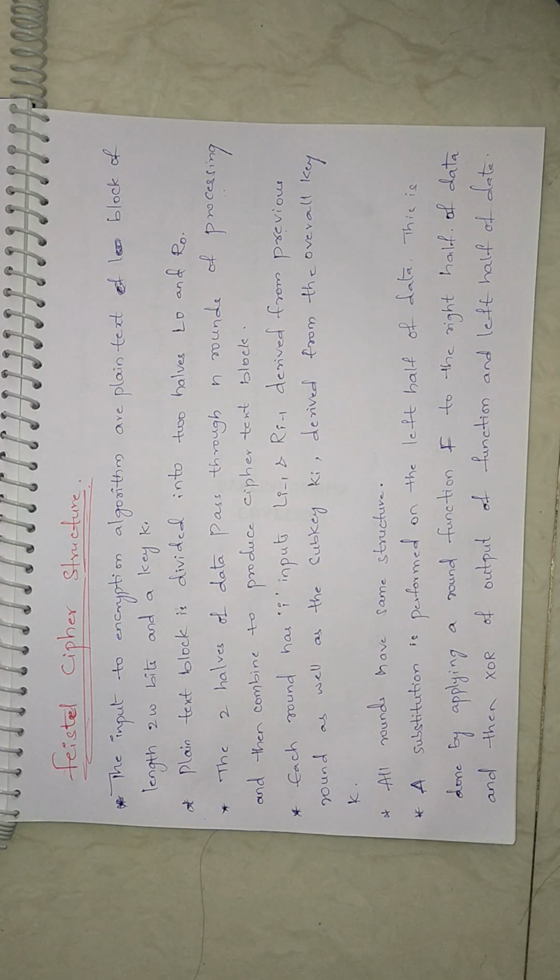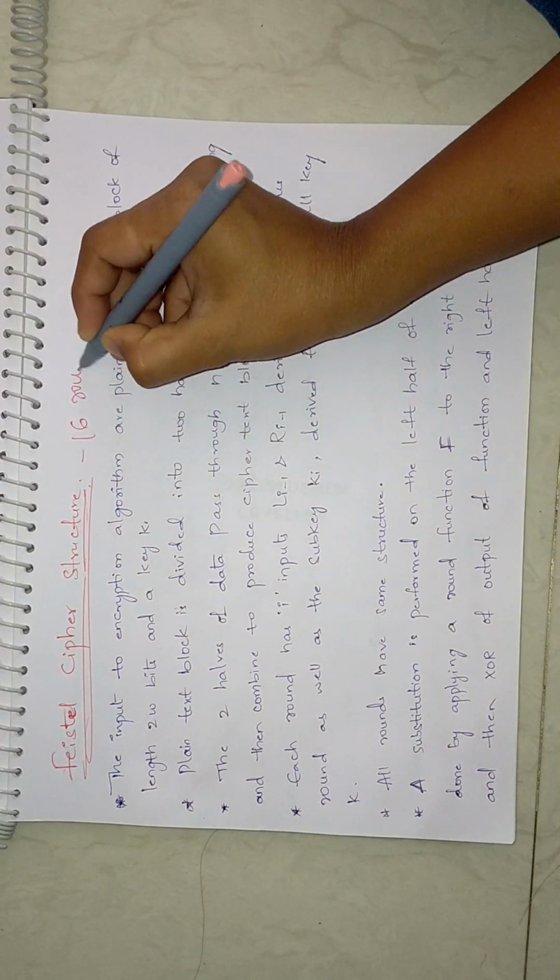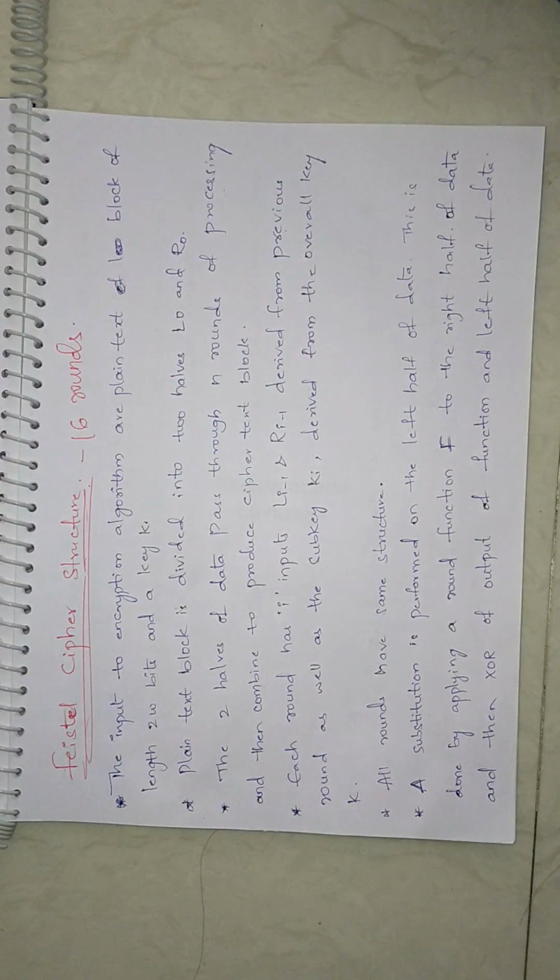So this Feistel cipher structure has a complete 16 rounds. 16 rounds it will have. And what happens is, first we'll have the length of the plain text. This plain text will be divided into two halves. I'll explain it in just a second.